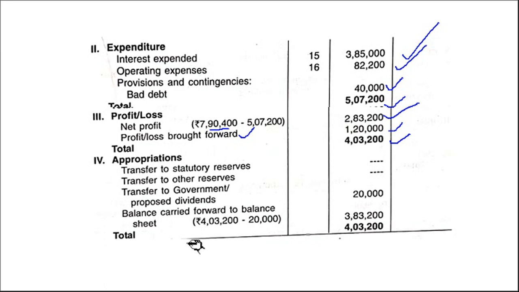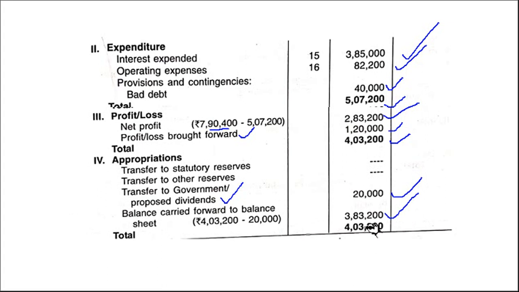From this, we have to do the appropriations. So we have to transfer to other reserves if there are any. In this case, they said there is a proposed dividend. The directors are willing to declare the dividend. So proposed dividend is 20,000, given in the problem in the adjustment. Then see, 4,03,200 is the total profit we have in our hand. From that we are transferring 20,000 to the proposed dividend. So whatever is remaining, 4,03,200 minus 20,000, that is 3,82,200. This should be transferred to the balance sheet.